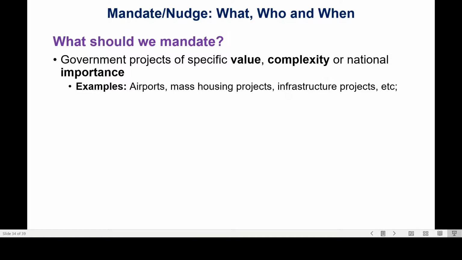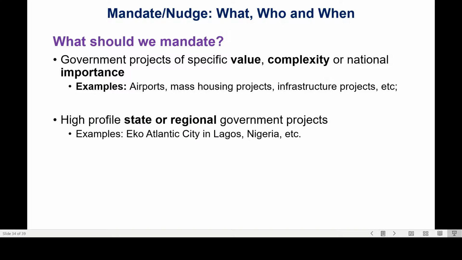So large projects is what I'm talking about. Some of them could just be high-profile regional projects. For example, in Lagos, Nigeria, we have what they call the Eco-Atlantic City, where they're reclaiming parts of the Atlantic Ocean and building an artificial island, more or less extending the landmass of Lagos State and creating a new city of some sort there. So if they had mandated BIM or digital processes on that project, this could have been a very good way of showcasing it as a demonstrator project, a pilot project of some sort in future. But I don't know if the government is doing that.